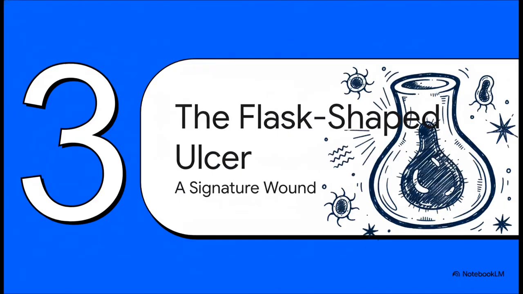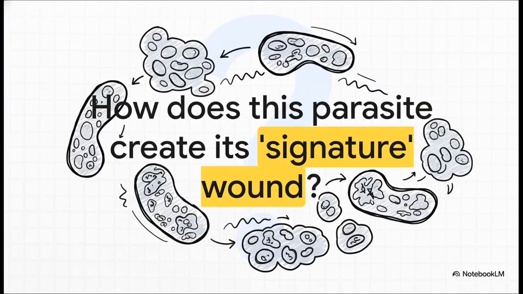So now we've seen the weapons. Let's connect the dots and see what kind of damage they actually do in the colon. Because this combination of sticking, dissolving, and killing creates a very, very specific type of wound. A wound so unique it's considered the hallmark of this entire disease. So the big question is, how does this one tiny cell create such a distinctive wound? Well, the secret isn't just in what it destroys. It's really about the path it decides to take as it moves through our tissue.